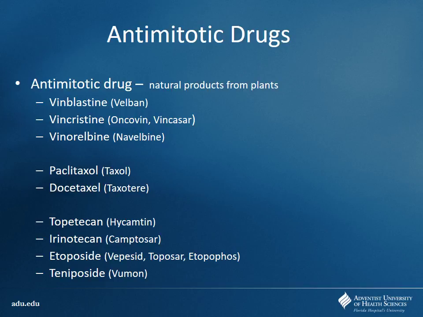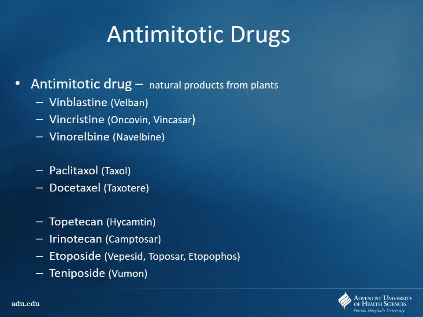Okay. Moving on, we have our antimitotic drugs. Can you guys guess where this works in the cycle? During mitosis, absolutely, the M phase. So these drugs, some of them, are derived from natural products. So I always like to point those out where they come up.